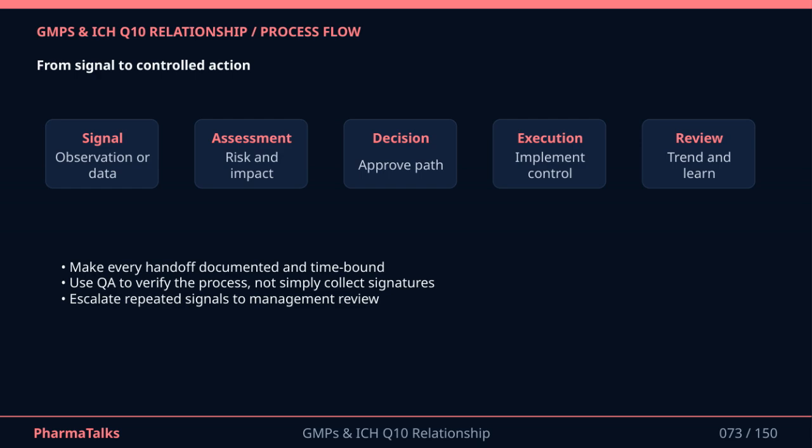Key points to note include making every handoff documented and time-bound, using quality assurance not just to collect signatures, but to verify the process, and escalating repeated signals to management for review. This structured approach ensures a robust system for managing quality risks and continuous improvement.